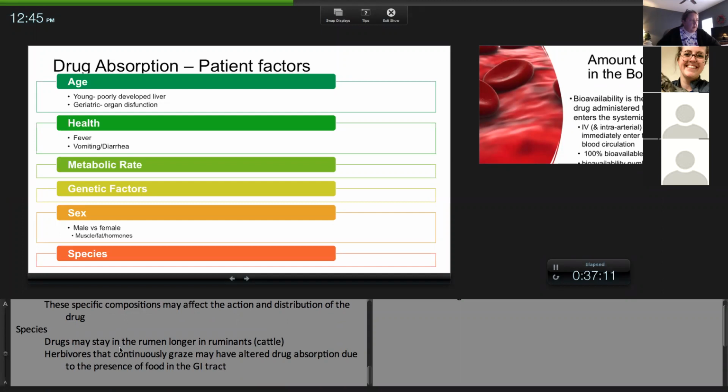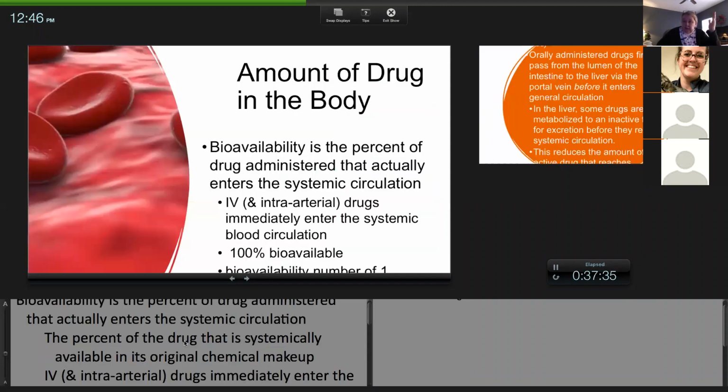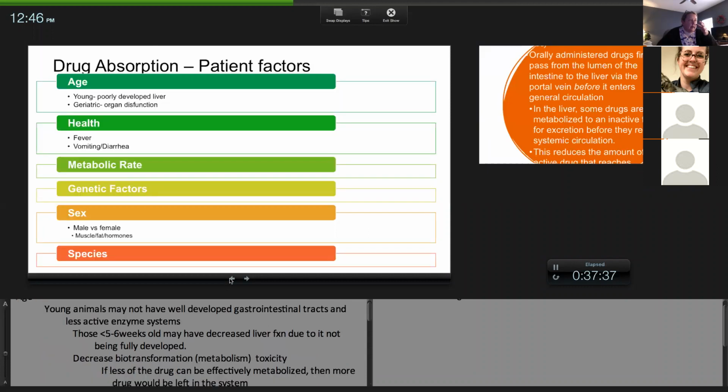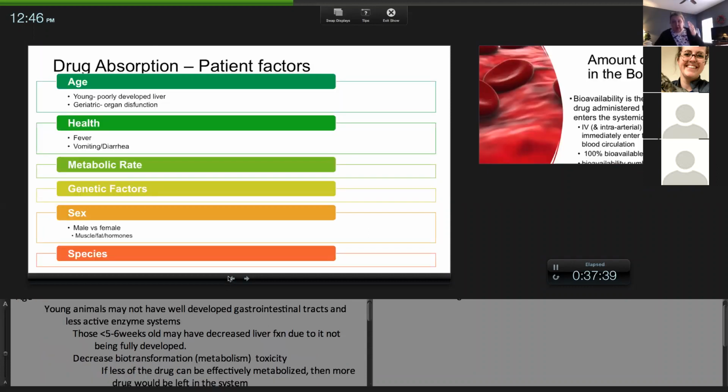There's a note here about drugs staying in the rumen. Say you give a cow an oral medication. It has to go to the rumen, and contents stay in the rumen for a couple of days, getting turned around, and then eventually move through the GI tract and things can be absorbed. So there can be a delay in absorption due to their GI movement. We have to think about that.